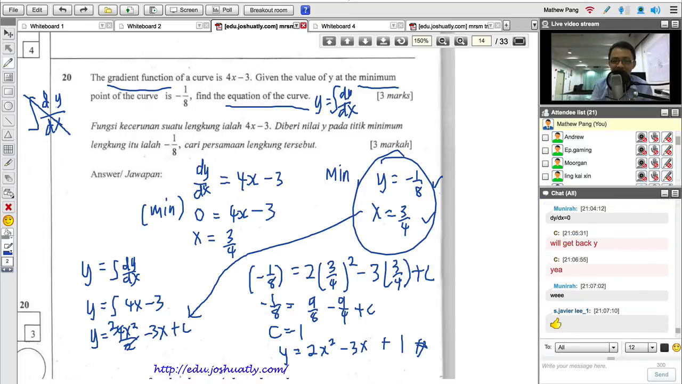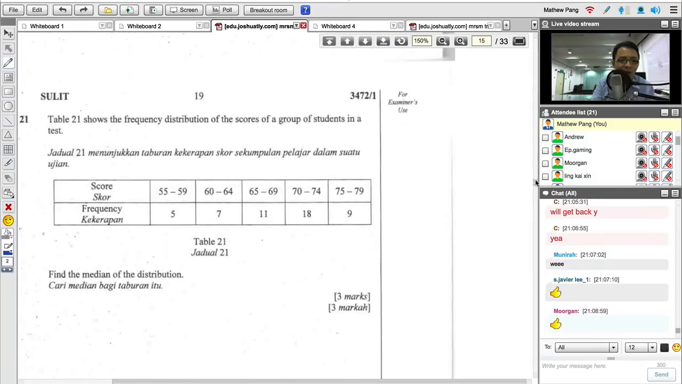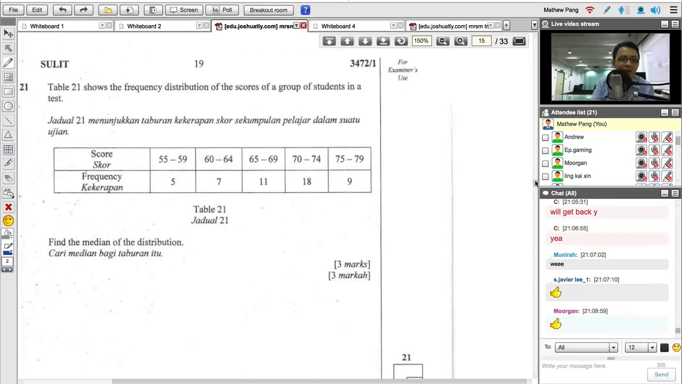21. All right, this one asks you to find the median of a distribution. My God, only 3 marks for the median formula. Of course, over here you need to understand the median formula. The median equals the lower boundary of the median class plus n/2 minus the cumulative frequency before the median class, divided by the frequency of the median class, multiplied by the class size. I hope you remember this formula.